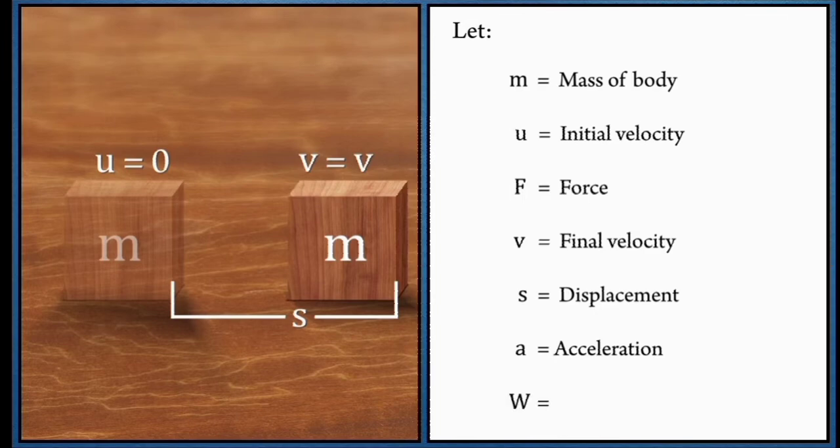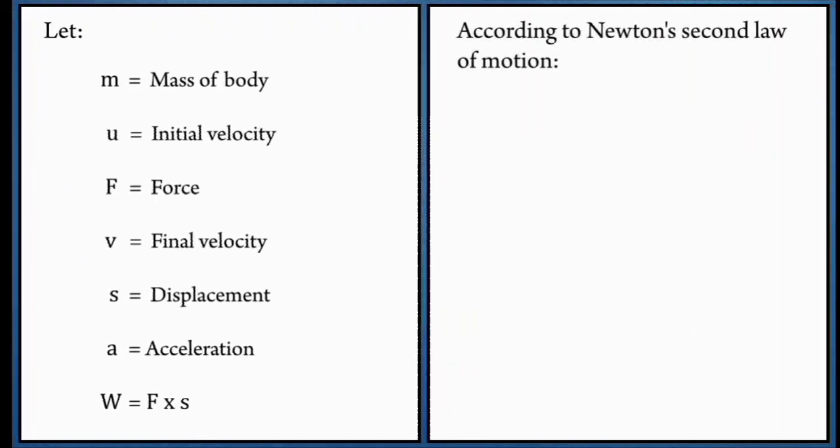The amount of work done is the product of force applied and the displacement caused by the applied force in the direction of the force. According to Newton's second law of motion, force is mass times the acceleration in the body. This makes the work done equal to the product of mass, acceleration and displacement. Let this be equation 1.